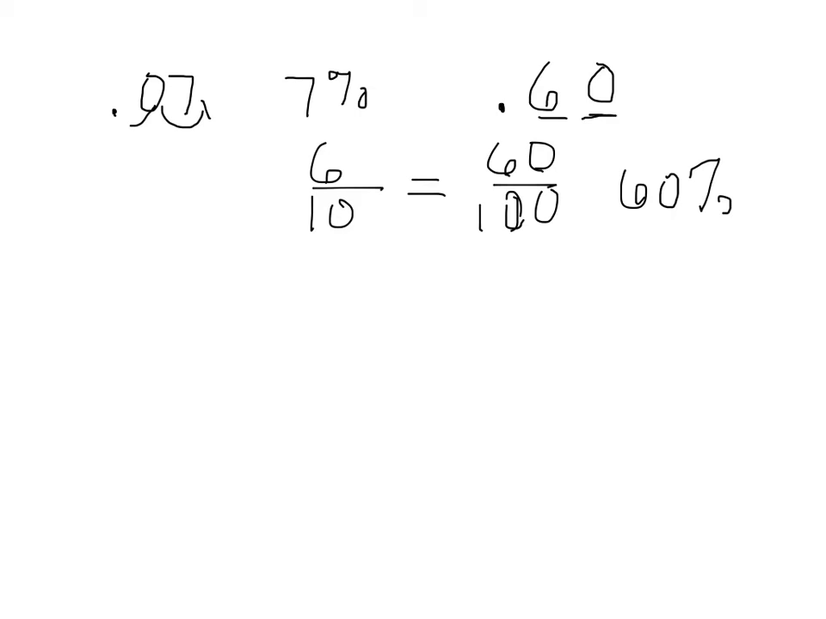Okay, what if it's 0.007? That's 7/1000ths. That's less than even 1%. So when I move my decimal point 2 places to the right, that makes it 0.7%, or 7/10ths of 1%.